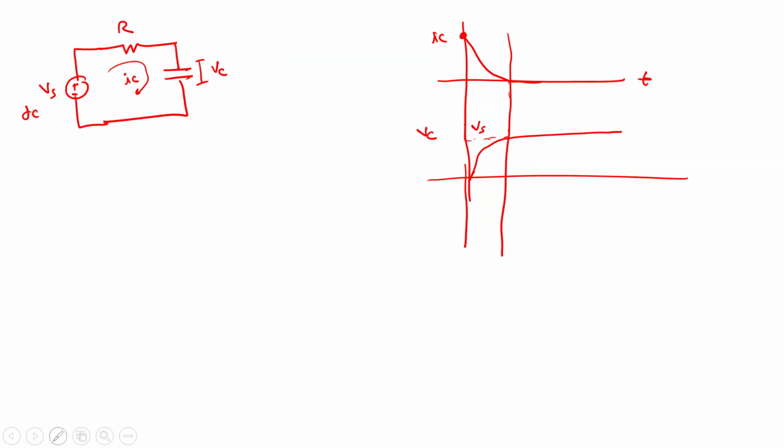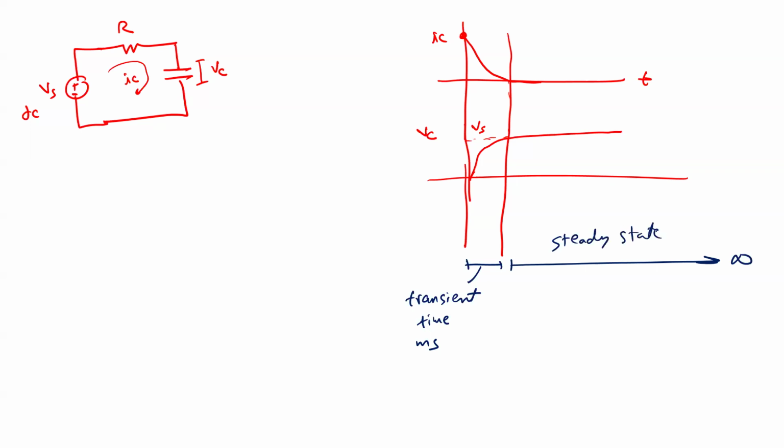Now I'm going to use two important terms. I'm going to use these terms all the time. This period of time, we call it transient. This is the transient period or transient time. And this is a very short time, just in milliseconds. And this part here, from here until infinity, is called steady state. So if I ask you, what is the voltage across the capacitor in steady state? It should be VS.